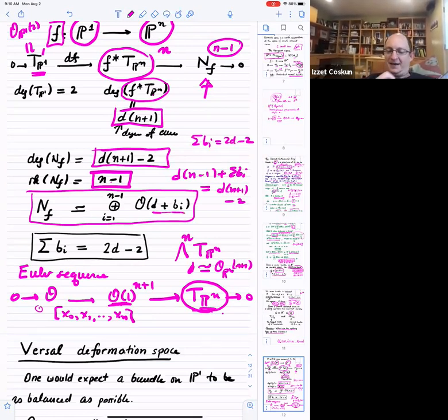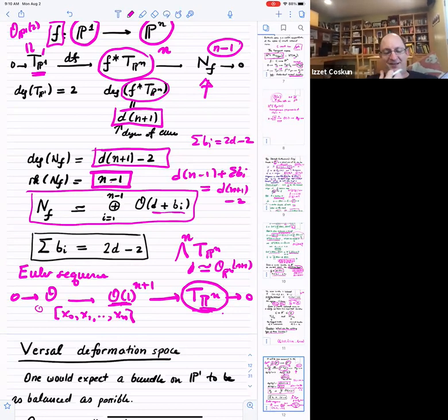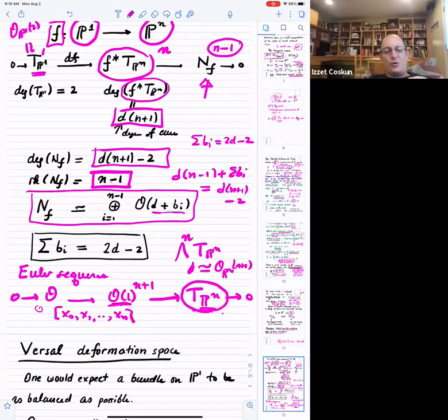Let me put a d there. That will simplify things, rather than always writing d plus something, I'll just write d plus bi, and I'll think about the bi's. So we can write our normal bundle like this, and the sum of these bi's is 2d minus 2.